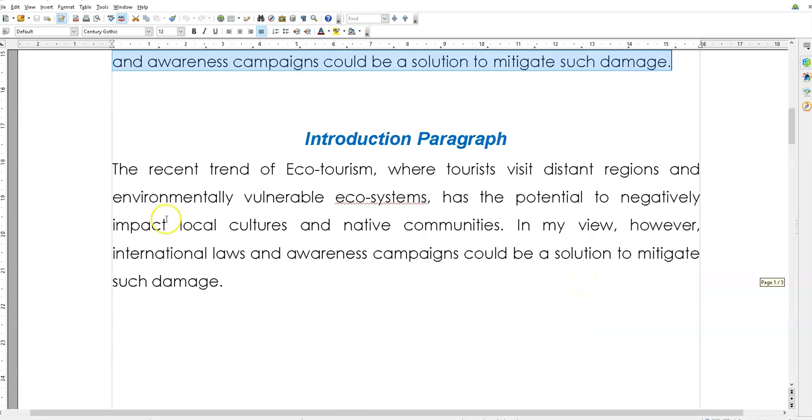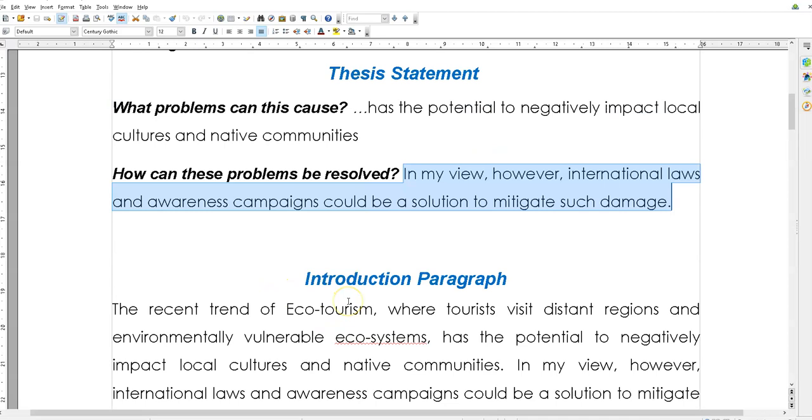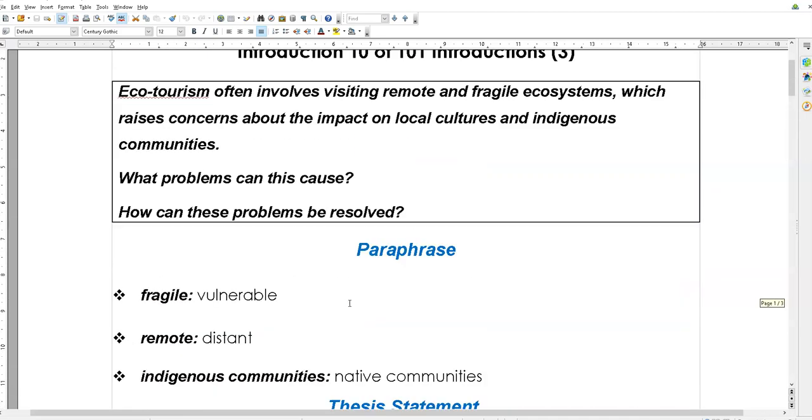So our introduction: A recent trend of ecotourism, where tourists visit distant regions and environmentally vulnerable ecosystems, has a potential to negatively impact local cultures and native communities. In my view, however, international laws and awareness campaigns could be a solution to mitigate such damage. Okay, so I've essentially answered.